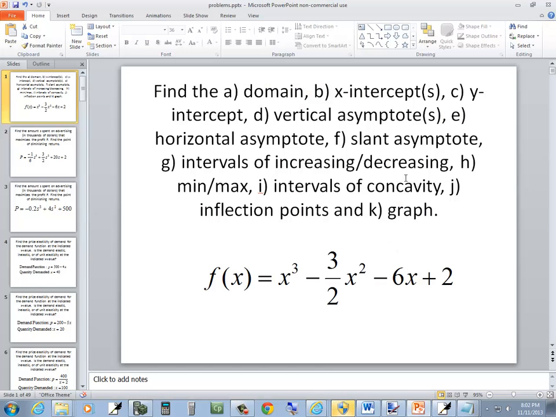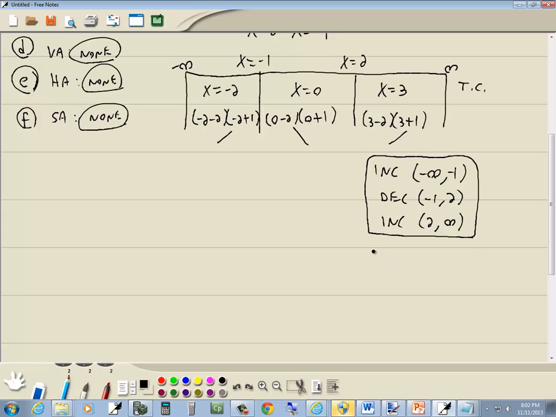Now, next item, min and max. If our increasing and decreasing change, that means we have a min or max. This one changes from increasing to decreasing, so this is going to be a max at x equals negative 1. And this is decreasing, changes to increasing, so this is going to be a min at x equals 2. So we're going to have a max at x is equal to negative 1, and we'll have a min at x is equal to 2.